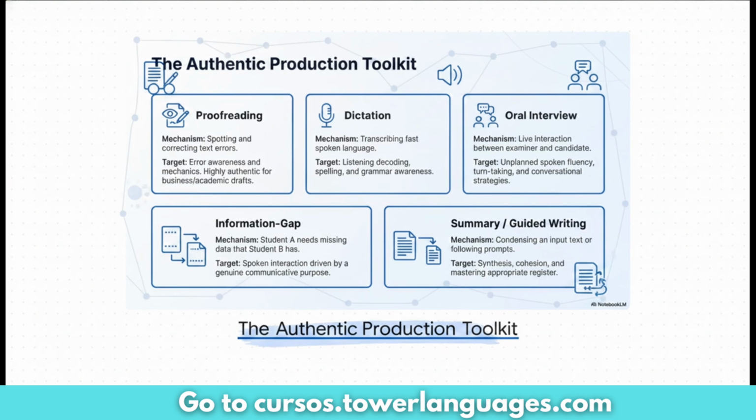Now, shifting gears to the other side, we have the Authentic Production Toolkit. These are your subjective tasks. Think oral interviews or information gap activities. Imagine a scenario where student A has a train schedule, but it's missing some times, and student B has those exact times. They literally have to communicate to get that missing data from each other. It drives genuine spoken interaction and perfectly simulates real-world communication.